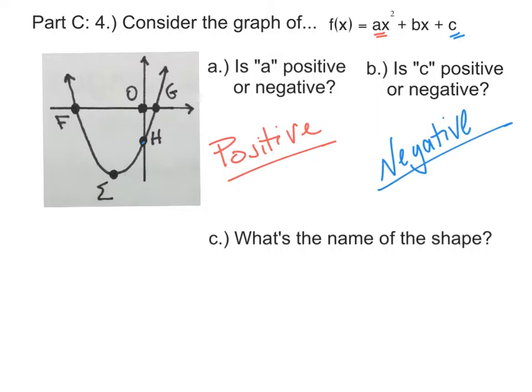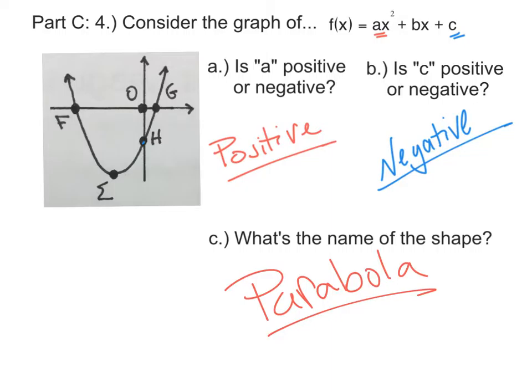I am definitely going to ask you what the name of this shape is. I mean, we've been spending this half of the chapter graphing quadratics. Every quadratic has this distinctive U shape that has a special name. It's called a parabola. So definitely know that one, and know how to spell it too.